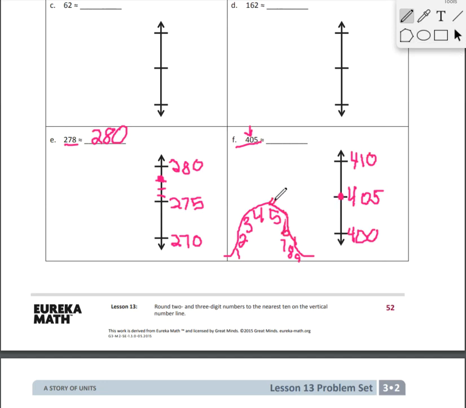So this is where we'd be at, right? We'd be right here. Think about if this was a ball at the top of that hill. Is it going to roll this way to 400? Or is it going to roll this way to 410? Based on what we've learned about gravity, we know that ball is going to go this way, which is why 405 is going to round to 410.